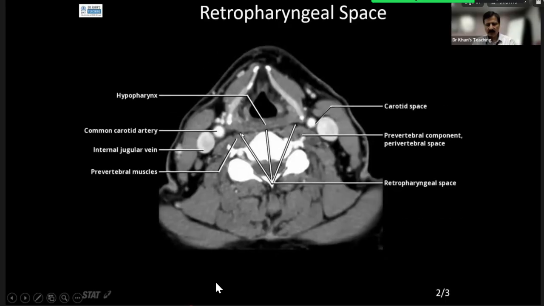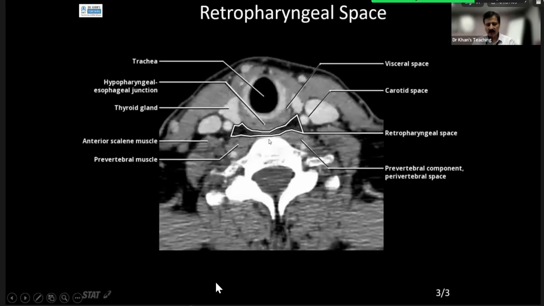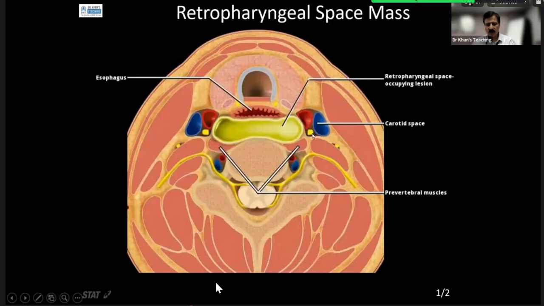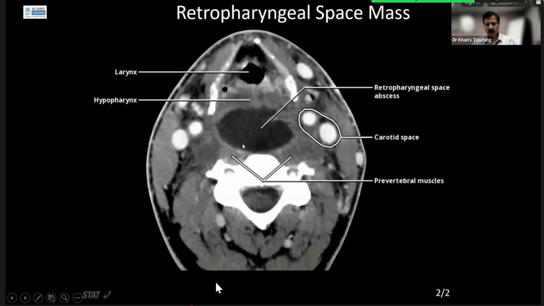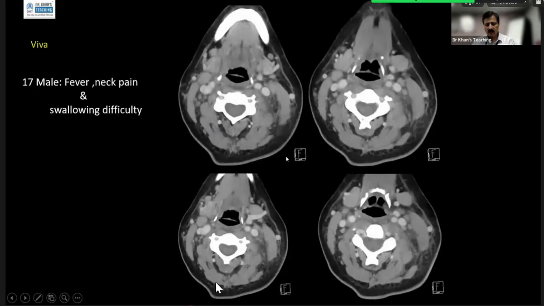Slightly inferior to that, at another level, you can see this is the retropharyngeal space. And further inferiorly, you can see this retropharyngeal space. Now, this diagram tells you that a mass or an abscess or whatever is anterior to the prevertebral muscles. So this is how you discriminate it. Another picture tells you how you are going to diagnose where it is. It is anterior to these muscles.